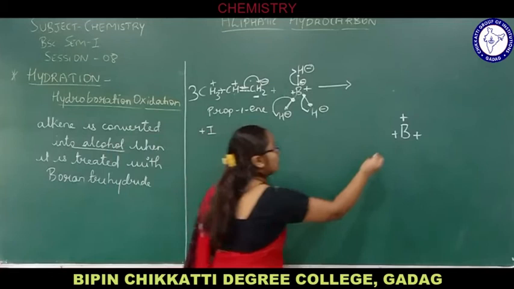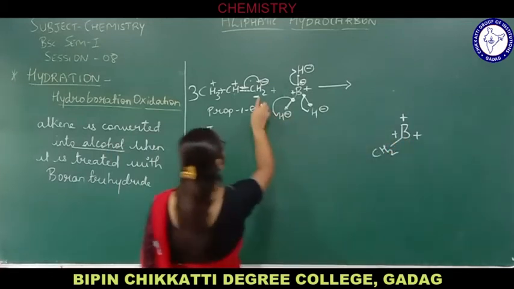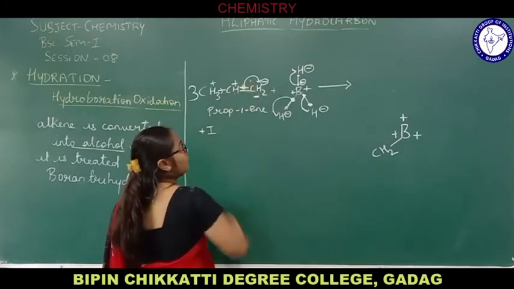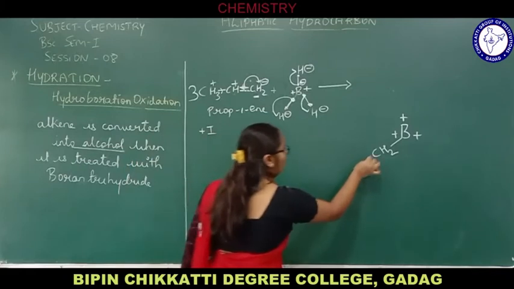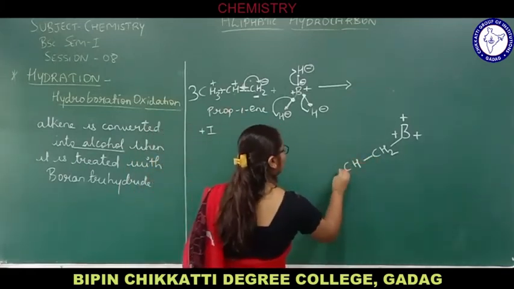Okay, so let's do that. CH2 is negatively charged. The bond will get cleaved over here because the electrons are getting shifted over there, right? So this will acquire in this manner.